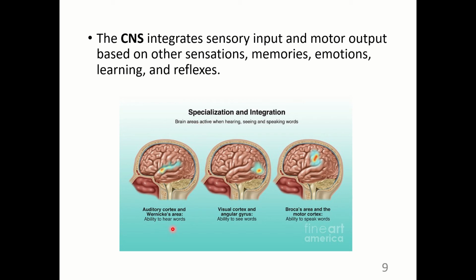When hearing words, the auditory cortex and the Wernicke's area light up. When seeing words, the visual cortex and the angular gyrus light up. When speaking words, the Broca's area and the motor cortex light up.